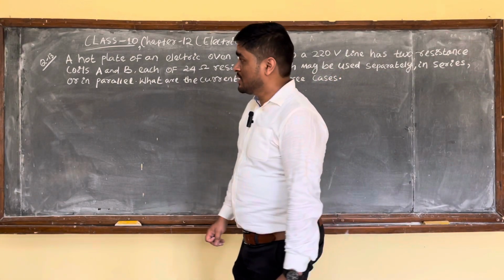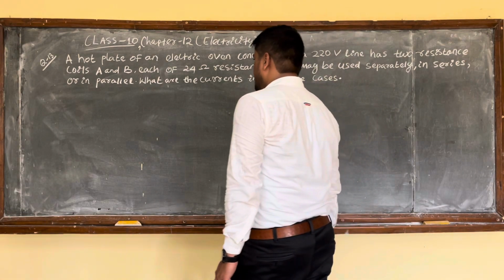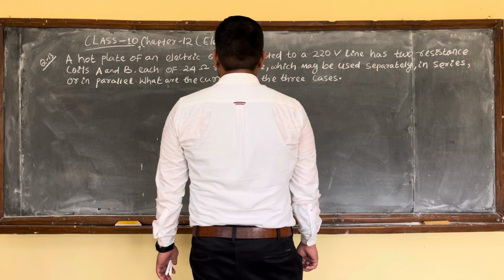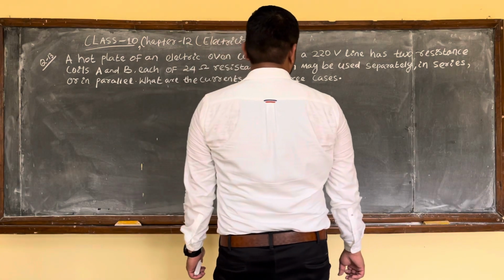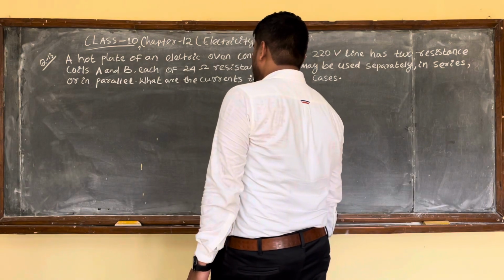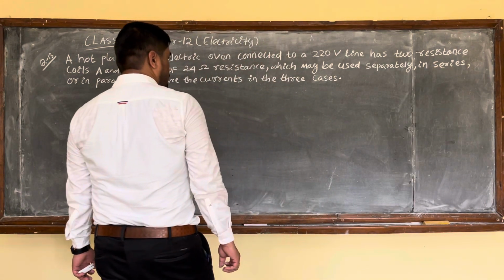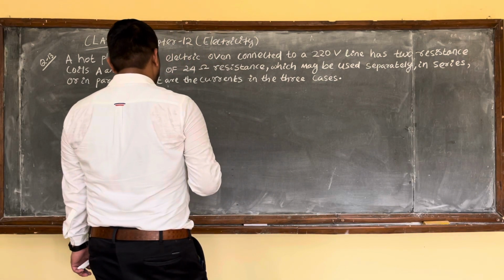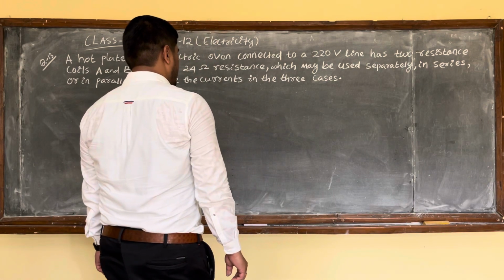In today's class, we'll discuss class 10, chapter 12, electricity, question number 13. The question is: a hot plate of an electric oven connected to a 220 volt line has two resistance coils A and B, each of 24 ohm resistance, which may be used separately, in series or in parallel. What are the currents in the three cases?